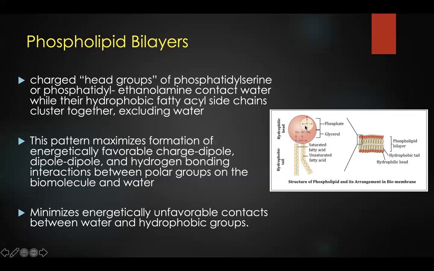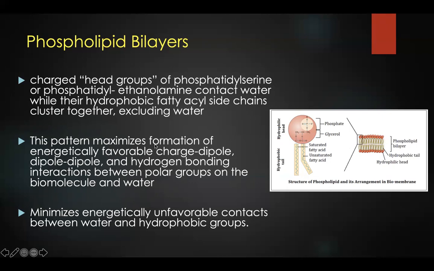And this phospholipid is arranged in such a way wherein the phospholipid bilayer is like this. We have two layers, the upper and lower portion. Each of that portion contains a phospholipid. As you can see here, the red dots are the hydrophilic portion, and the yellow ones are the hydrophobic portion. So these red portions are in contact with water, while these yellow ones are away from water because they are hydrophobic. And what is the reason why it is arranged in this way?